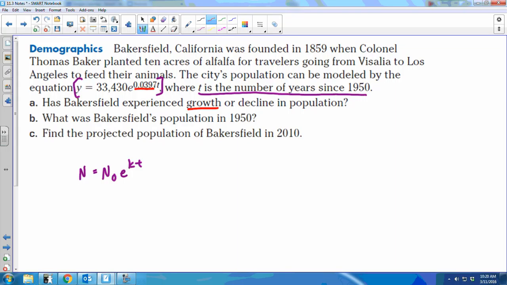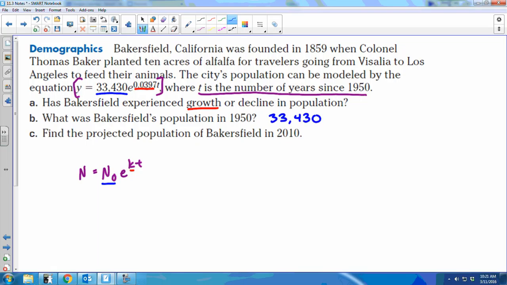B, what was Bakersfield's population in 1950? Well, again, T is the number of years since 1950. So if it is 1950, that's your starting point. So what number represents your starting point? N sub 0, which is 33,430.